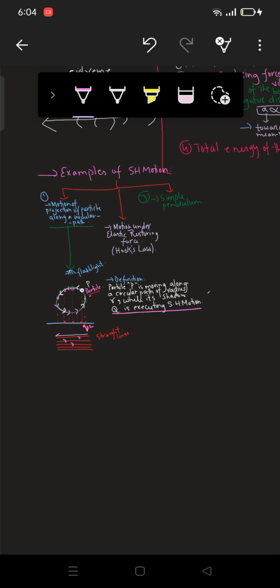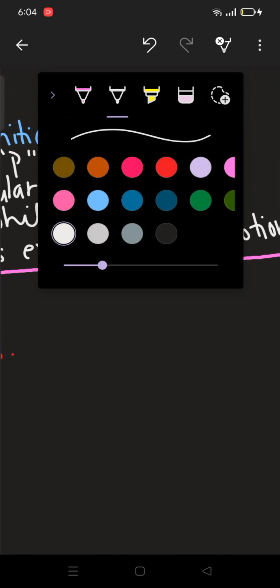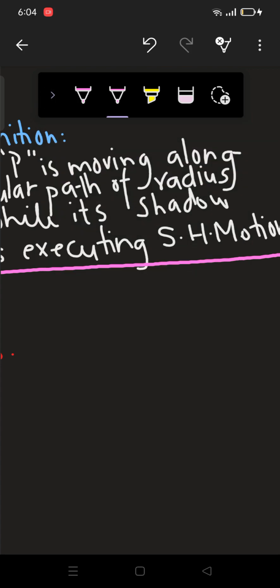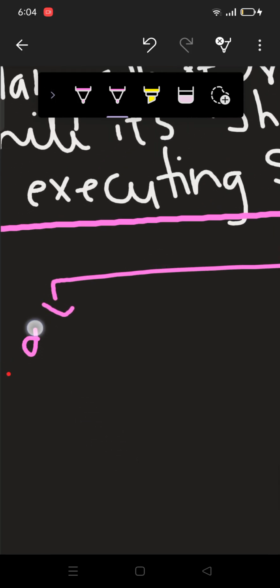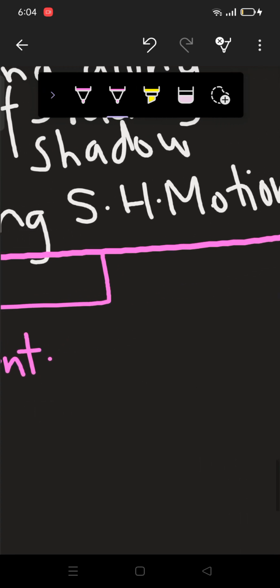Now we are going to derive three formulas for uniform circular motion and simple harmonic motion. What would those three formulas be? Those three formulas would be all about displacement, velocity, and acceleration. Displacement, right? Velocity.